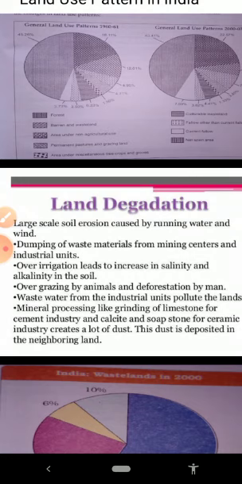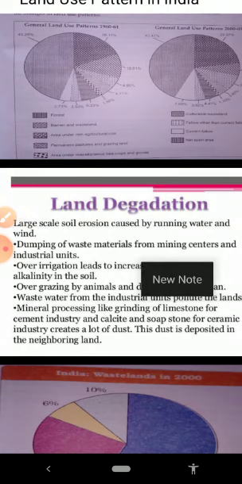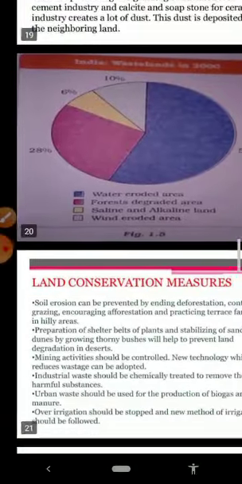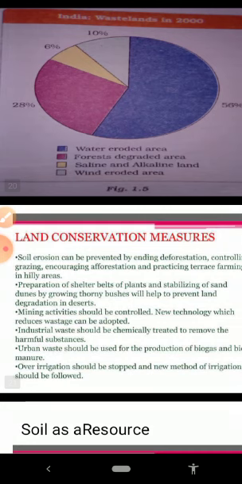Mineral processing, which involves grinding of stones, for example for cement, ceramics, etc., industries generate fine dust in the atmosphere. These settle on soil and cause soil pores to clog. It is harmful because it does not allow seepage of water. This actually affects the quality and quantity of underground water. After that, we'll discuss land conservation measures.